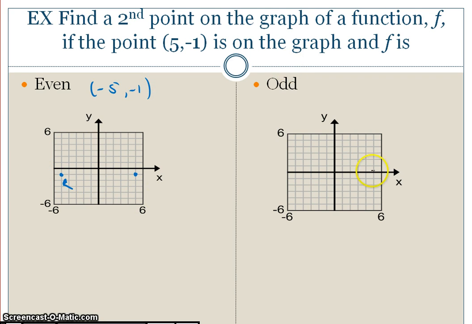If it's odd, your point (5, -1) is symmetric across the origin, which means you have to reflect it across the x-axis and the y-axis. And you could do it in any order. You reflect it across the y-axis and then the x-axis, but in the end, it's (-5, +1). And so those points, if they were on functions, would make them even or odd functions.